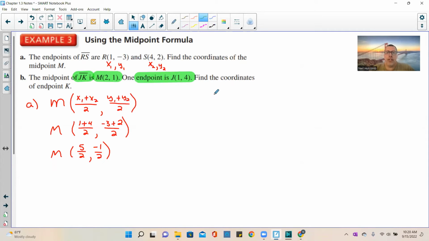Here's what I suggest you do. Step 1, write the formula. Don't even think about what the problem's doing. Just write the formula. We want to find the coordinates of endpoint K. Oh, we want M. So the formula for the midpoint is x1 plus x2 divided by 2, comma, y1 plus y sub 2 divided by 2. And then I substitute in my givens. Well, I know M is the point 2, comma, 1.